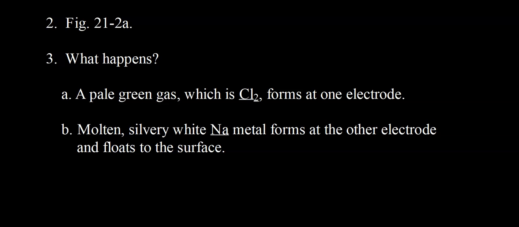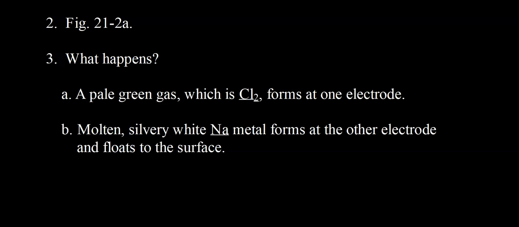This greenish yellow gas is chlorine. And then on the other electrode, we would see a silvery liquid, because it's hot in there. So silvery liquid would form on the other electrode. So the question is, where did the chlorine gas come from exactly? How did it form? And where did the sodium metal come from?